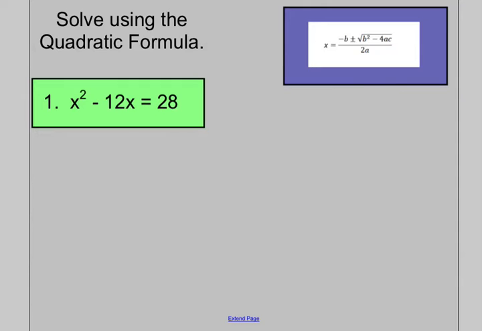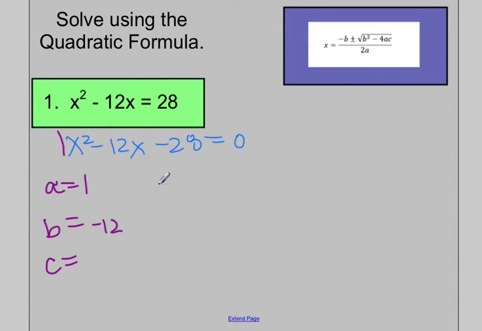Same as with solving any quadratic, you need to make sure you have everything onto one side. So this one would be x squared minus 12x minus 28 is equal to 0. Okay, my a is what's in front of my x squared, which is 1. My b is what's in front of just x, so negative 12. And my c is the number by itself, so negative 28.